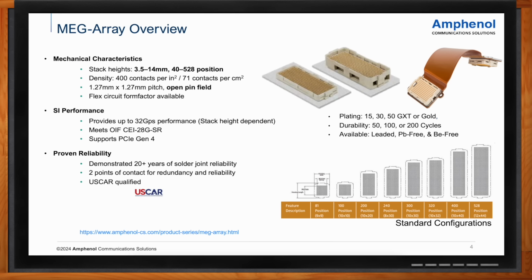Along with the different stack heights and pin counts, it's also available in a variety of plating options, which is something customers value. If you're doing a few mates and it's in a very controlled environment, you can use something like 15 micro inches of gold or GXT, which is a palladium nickel plating. If you're in a more high mate environment, you're in a test application, or you're in an uncontrolled environment, you're in a cell tower somewhere, then you would probably gravitate towards like a 50 micro inch gold, which is going to be a more robust plating for longer field life.